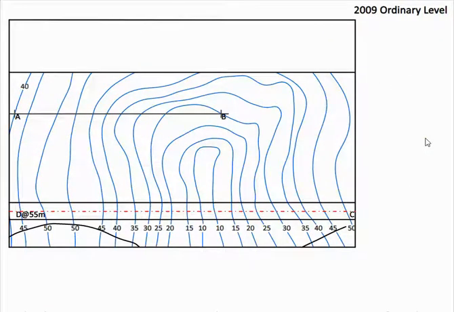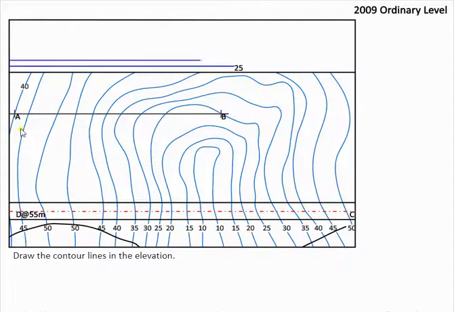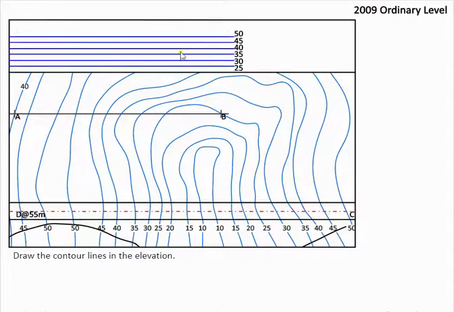In this question we're looking at a 2009 Ordinary Level question. So what we are given in this question is 2 items to do. The first item we have to do is draw a profile from A to B. So what we're going to start off here is drawing all our height lines. So we've all our height lines, and what we're going to do is start off at a height of, using this line here, 20, and then work our way up.